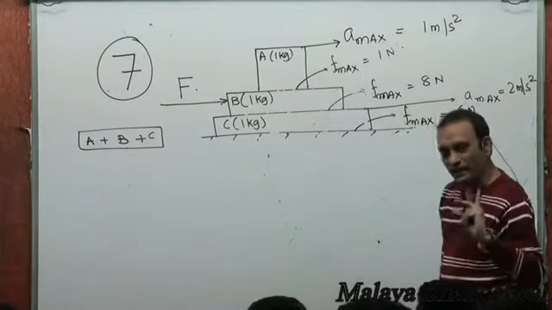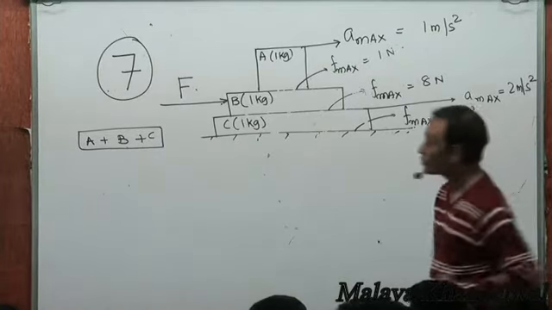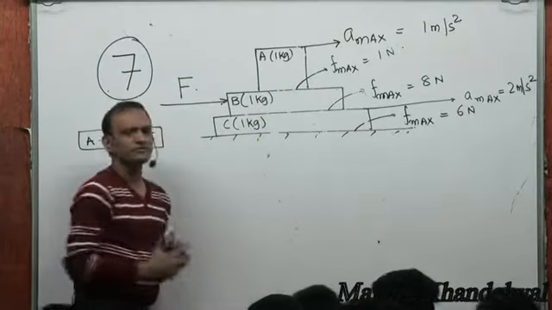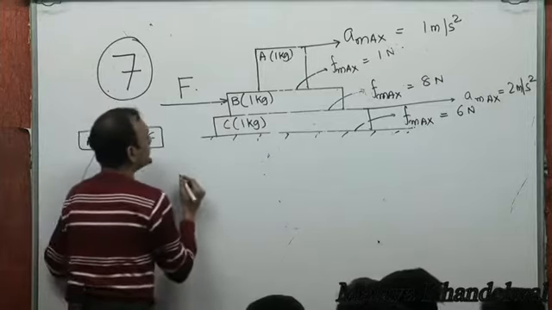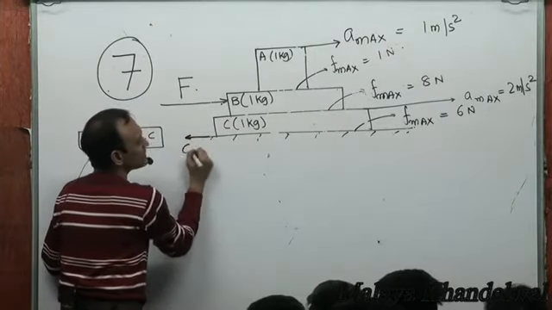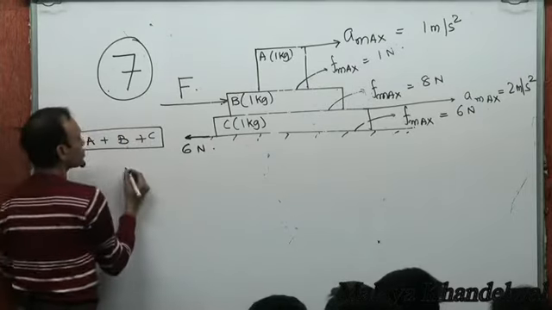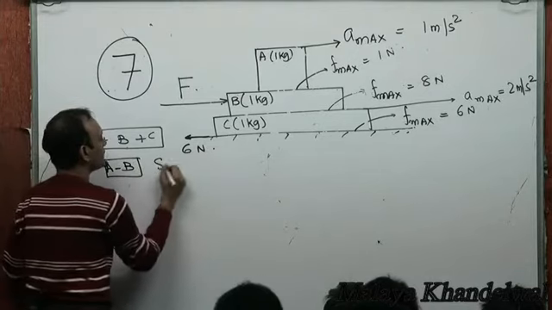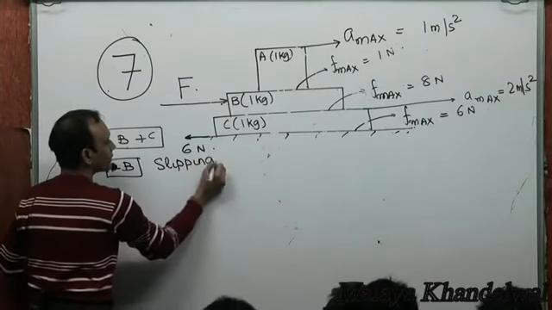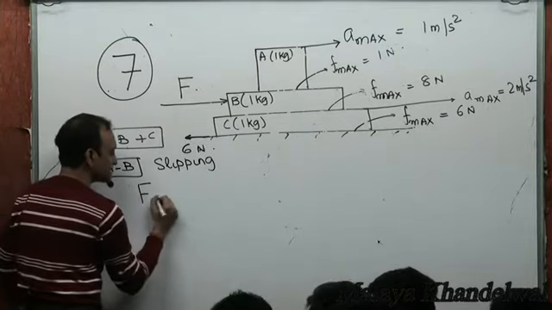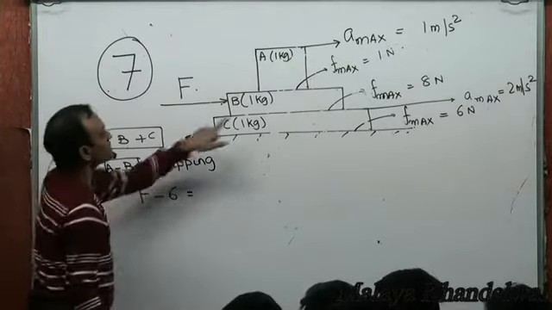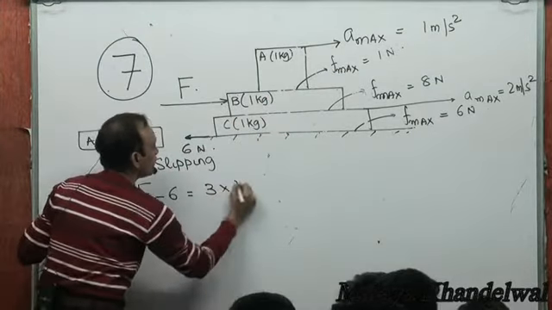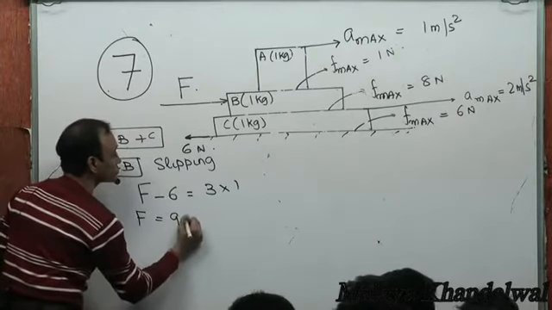So, the AB interface and the BC interface. The first slipping will occur between A and B for a maximum common acceleration of 1 meter per second squared. And do you realize this will be 6 newtons, right? So then for AB slipping to commence between A and B, we must have F minus 6 causing A, B and C to have an acceleration of 1 meter per second squared. That means 3 kg's mass into 1.